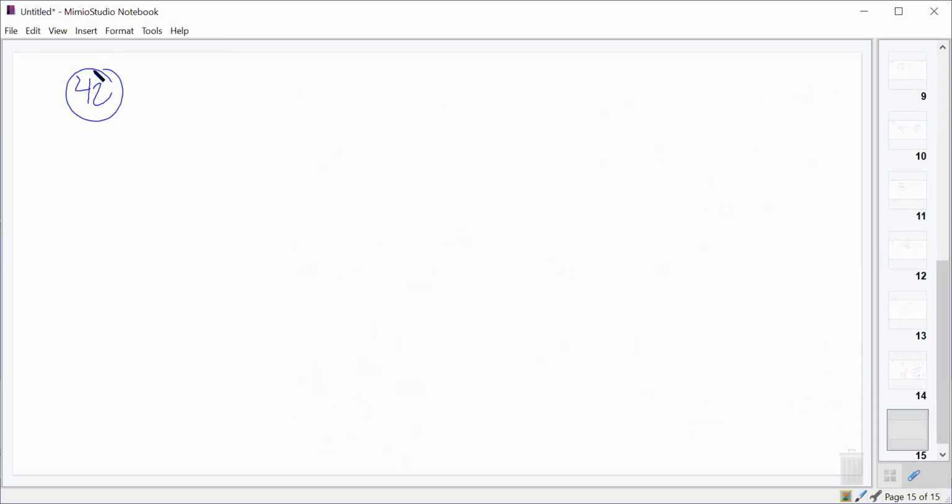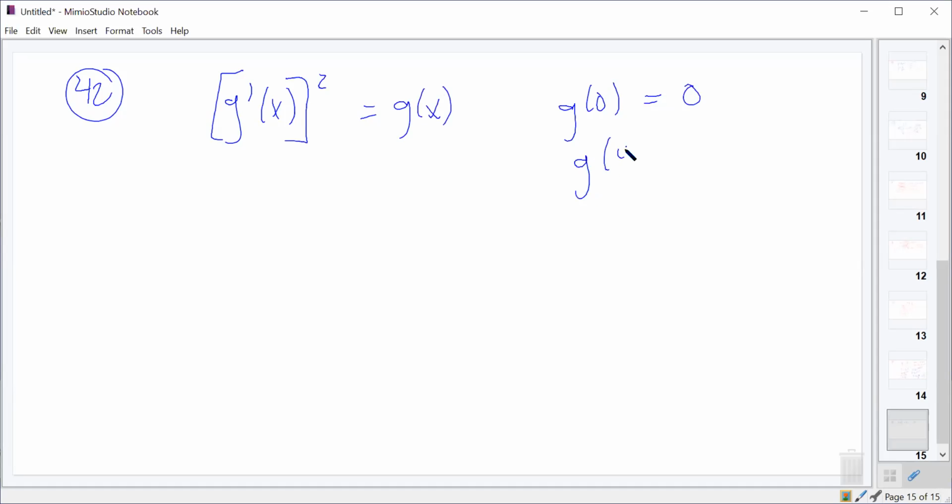All right, 42 says g prime of x squared equals g of x for all real x. It says g of 0 is 0. It says g of 4 is 4. We want to know what is g of 1. All right. So this can be set up as a differential equation. We can take the square root here and just get g prime is equal to the square root of g of x.